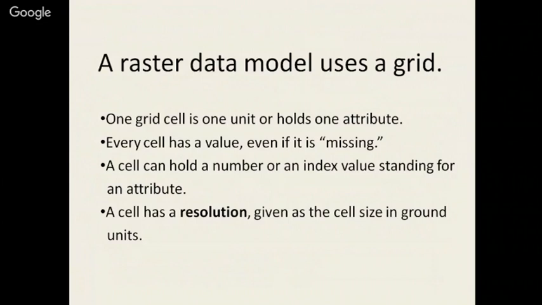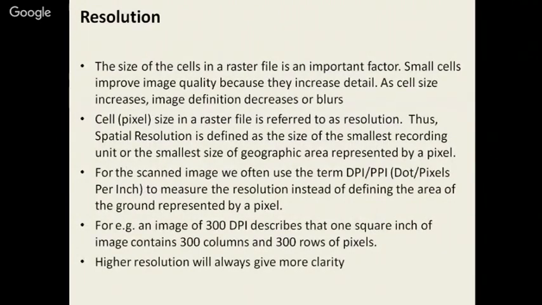So a cell has a resolution. When we talk about this raster model, resolution is an important concept, and it is given as a cell in the ground unit. It depends directly upon the size of the cells, that is, the ratio of the size of the cell to what proportion of the real earth it represents. So the smaller the grid system and the cell size, the greater the resolution. Resolution directly depends upon the cell size.